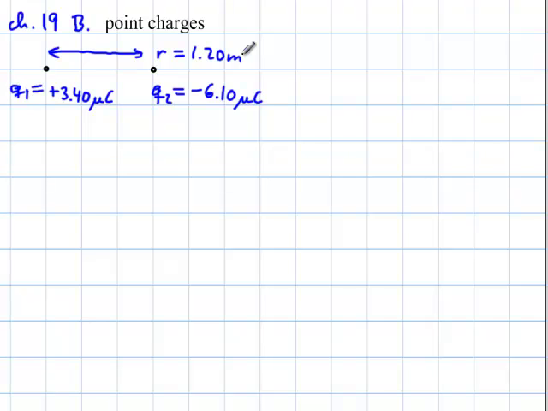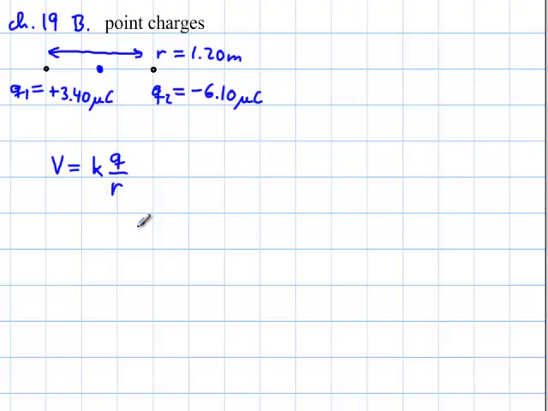Okay, and let me check that. What is the electric potential midway between them? So what's the electric potential right here? Well, these are point charges, so we have to look at the electric potential due to a point charge, and that is V equals K times Q over the distance R.